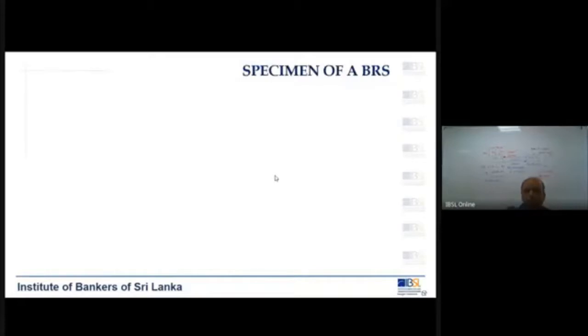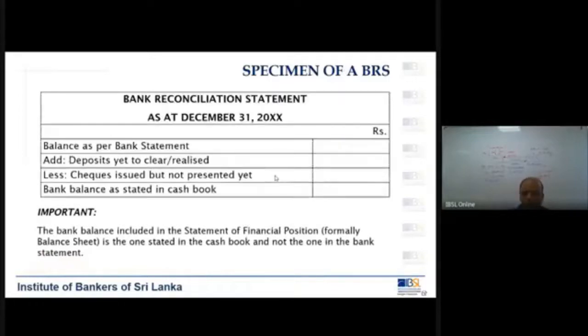And how a bank reconciliation statement will look like. Now, this is a common template that I am showing you, but in examination, you can do it in various ways. Okay. This is how it will look like. Bank reconciliation statement as at December 31, 2000, whatever your date. What is the starting point? You can start with the balance as per bank statement.